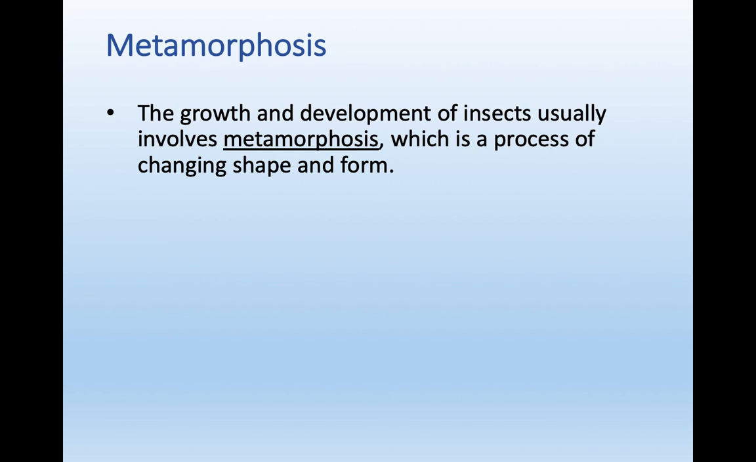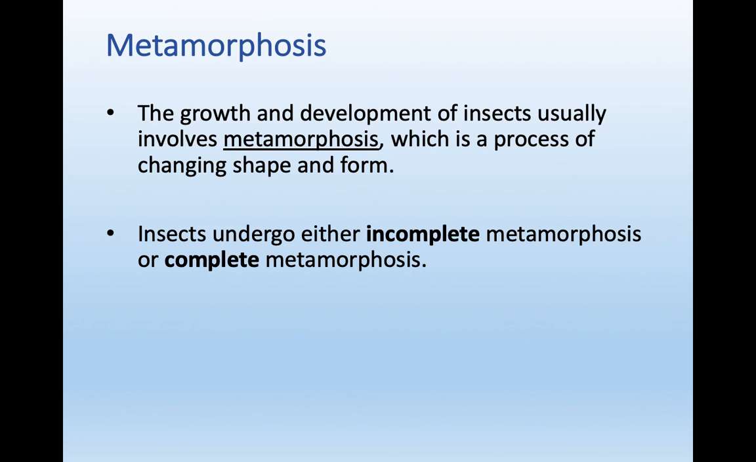Okay, in terms of reproduction, one of the main characteristics of insects is their ability to go through something called metamorphosis. And metamorphosis is a process of changing shape or form as an insect goes from newly hatched out of an egg all the way until adulthood. Okay, and there are two types of metamorphosis. There's either incomplete metamorphosis or complete metamorphosis. So we're going to look at the difference between the two here.